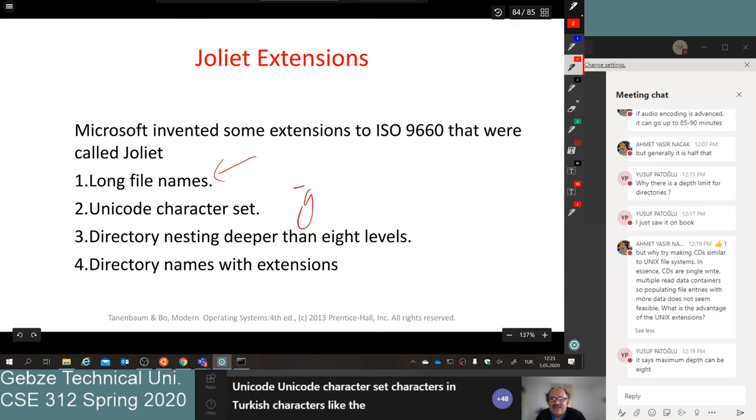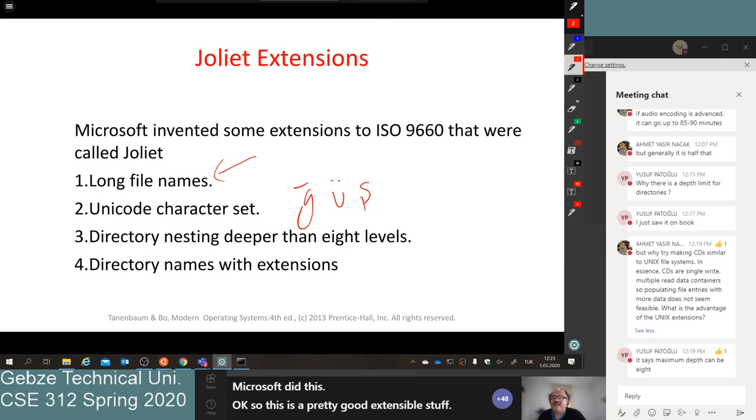like the soft G, yumuşak G, and U, these kinds of characters. And directory nesting deeper than 8 levels, and directory names with extensions. These are the things that are extended using Joliet. Microsoft did this. So this is pretty good extensible stuff. The technology comes from the 1980s, and we still keep using it.